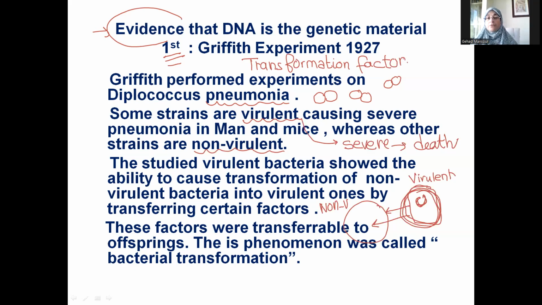So what is the transformation factor? It is a substance whose nature was unknown at the time of Griffith, and that substance was transmitted from the virulent bacteria to the non-virulent ones, transforming them into virulent ones. Of course, if I say this to you now, you automatically think that this should be the DNA, because it is the DNA that is capable of controlling the characteristics of an individual. But at that time, they didn't yet know that DNA was the genetic material. The whole process was called bacterial transformation.